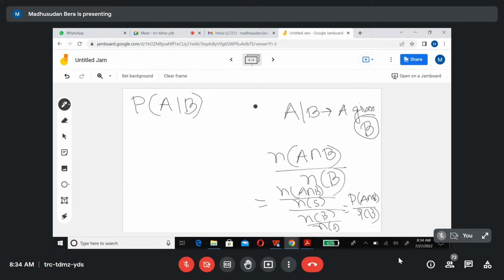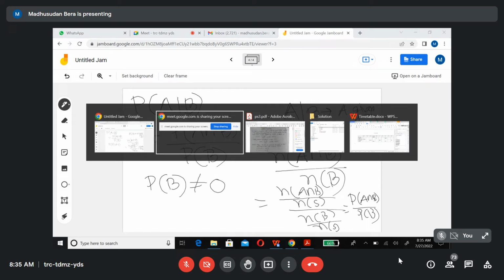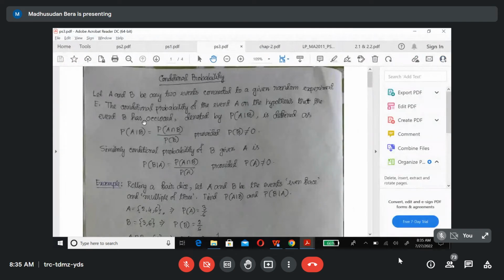Whatever comes after this bar is already given. Assuming that, we find the probability of the other event, and that is denoted by P of A given B. That is nothing but P of A intersection B divided by P of B. Since P of B is in the denominator, we have to assume the condition that P of B is not equal to 0, meaning B is a non-empty event. It cannot be the empty event. That is what is written here: P of A given B is P of A intersection B by P of B.